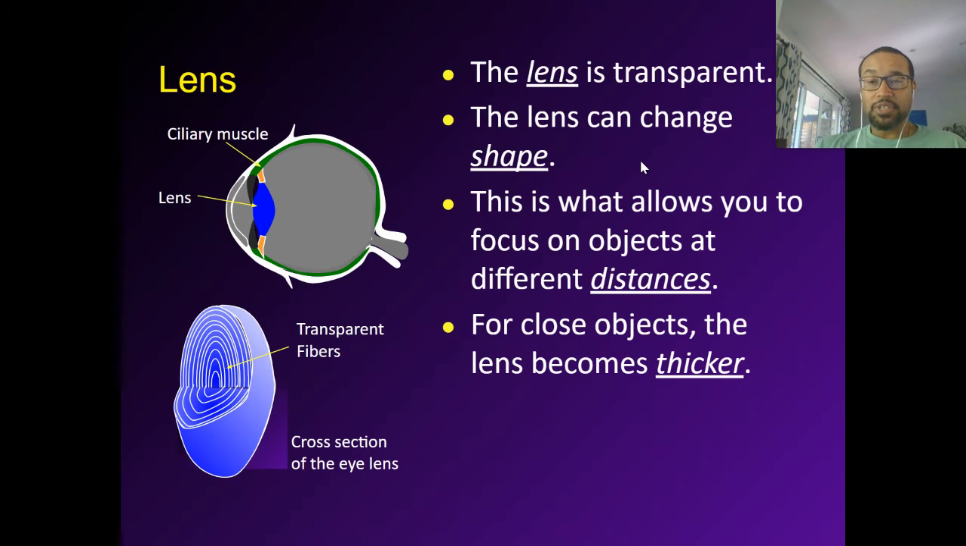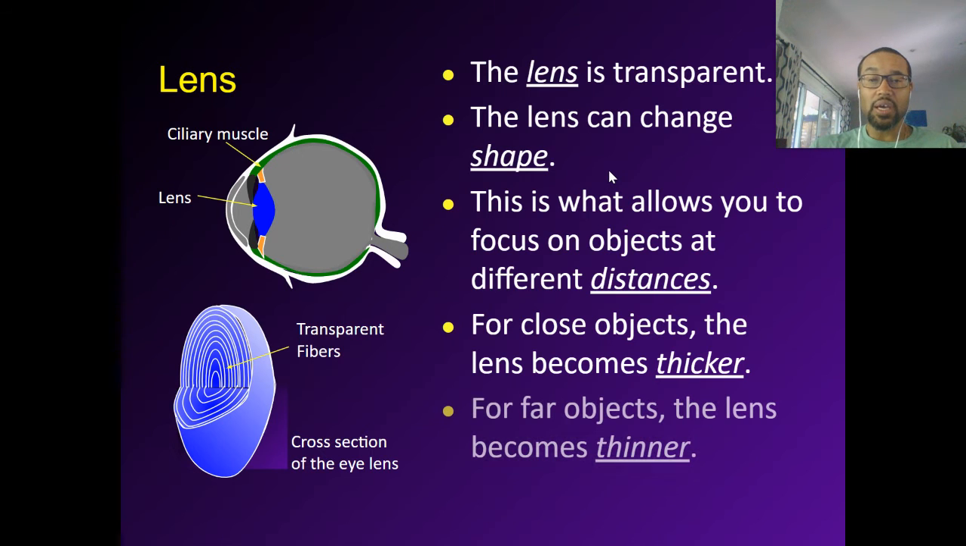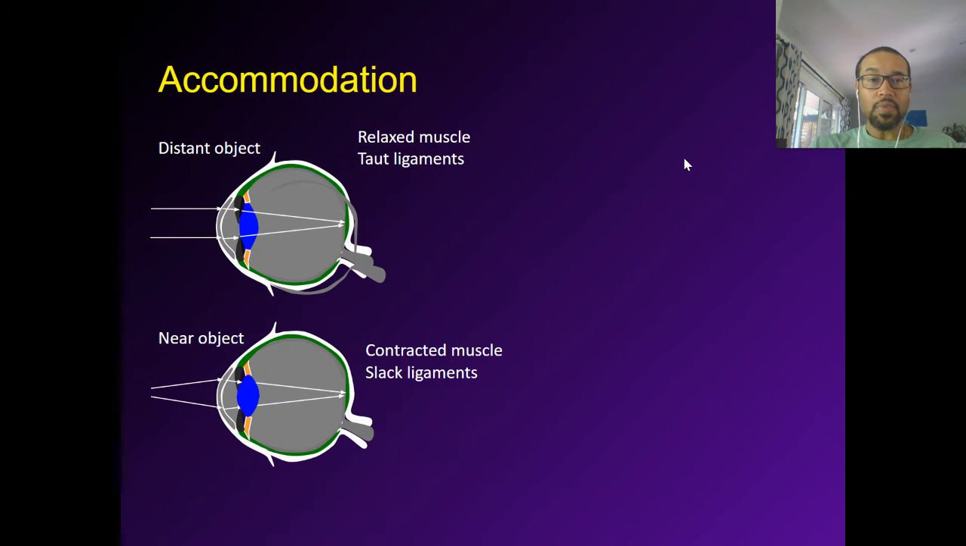Right, for close-up objects, the lens actually becomes thicker. For further away, it will become thinner, stretched by those ciliary muscles. Let's take a look at how that works. So the top diagram here is for an object far off in the distance. So in that case, the ciliary muscles are relaxed. And when they're relaxed, they're pulling on that lens. So it's thinner in this case.